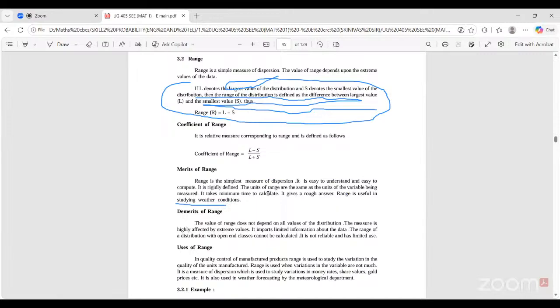So what are the merits of the range? Range is the simplest measure of dispersion. It is easy to understand and easy to compute. It is rigidly defined. The units of the range are the same as the units of the variable. It takes minimum time to calculate. It gives a rough answer. Range is useful in studying weather conditions.